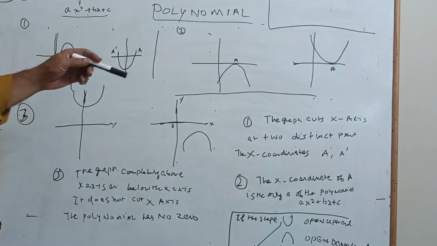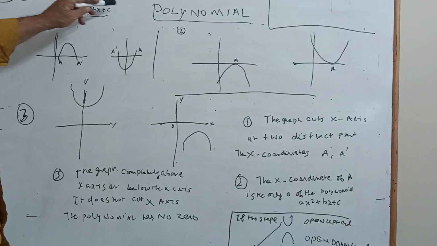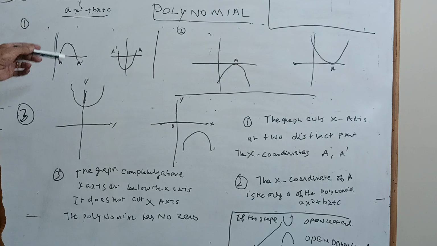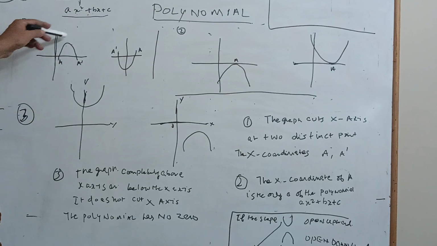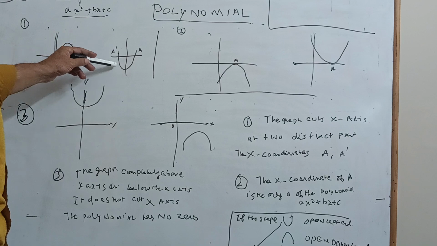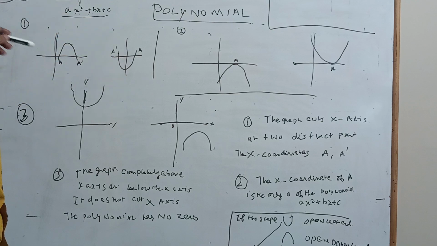Okay, now you have taken ax squared plus bx plus c. That is the second degree or quadratic equation. Now we are going to see different kinds of zeros. Suppose the shape is, I told you, a parabola. This parabola cuts the x-axis at 2 distinct points. Here also the parabola cuts the x-axis at 2 distinct points. This is one set.